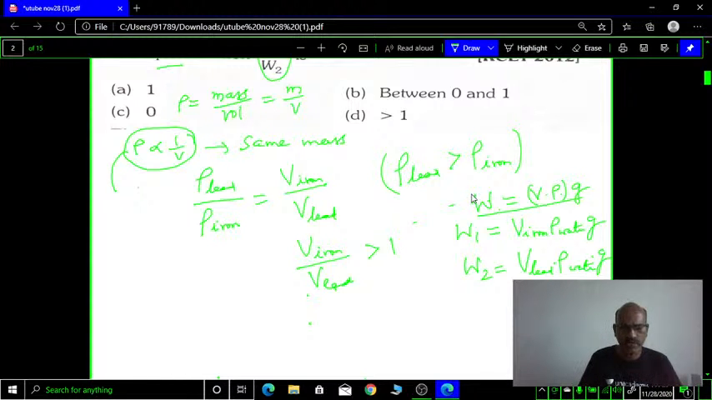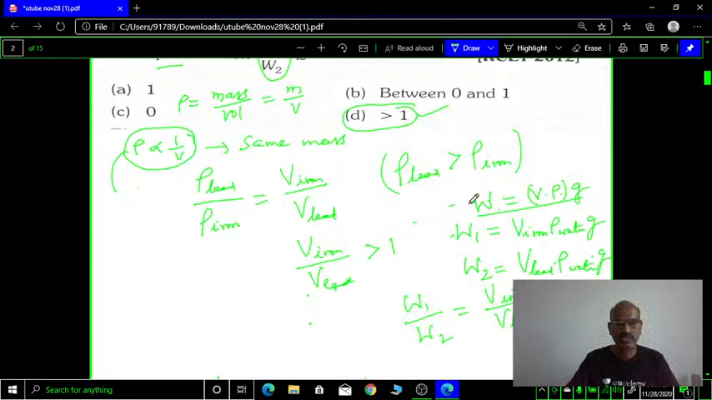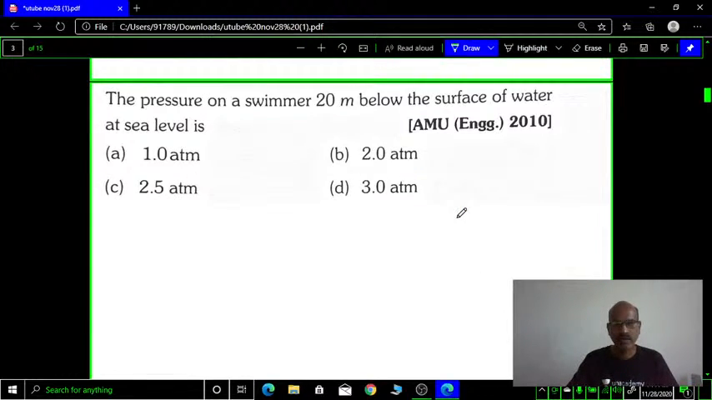Now divide these two, W1 by W2. W1 by W2 equals volume of iron by volume of lead. What is that already? Volume of iron by volume of lead is greater than 1. So option D is the correct answer. It is greater than 1. Yes. Let us go for the next one.